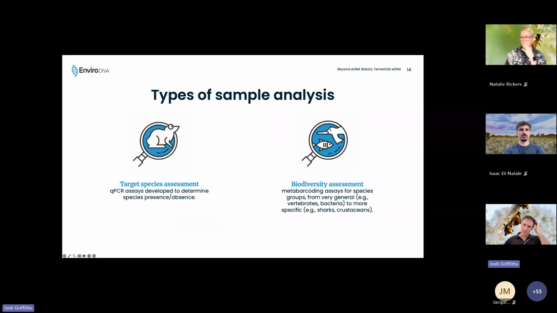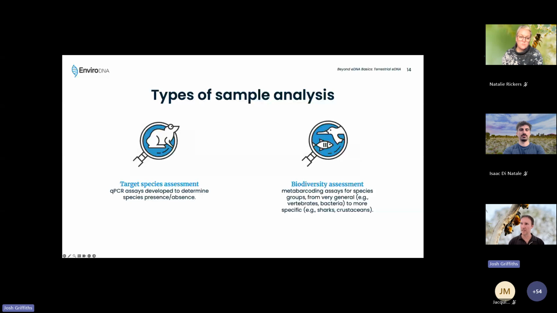And I guess the one thing that's really important to take away from this little introduction is the two main types of sample analysis. And I'm going to try to make some really bad analogies here, so bear with me. So when we talk about eDNA analysis, there's really two different types of methodology that's used in the lab.